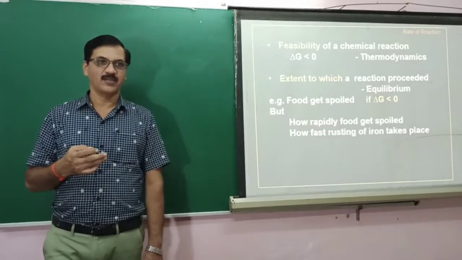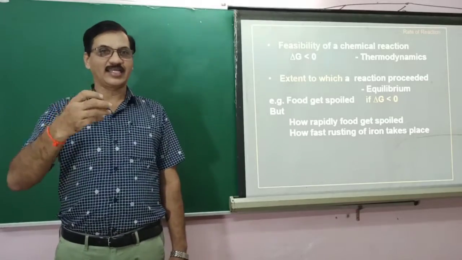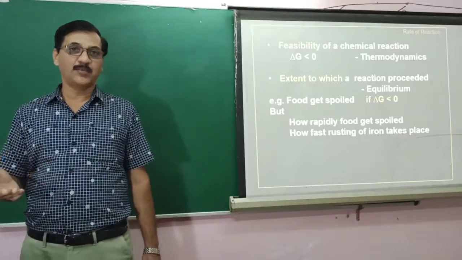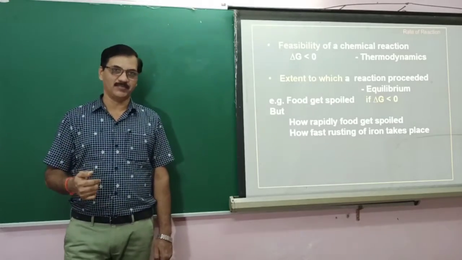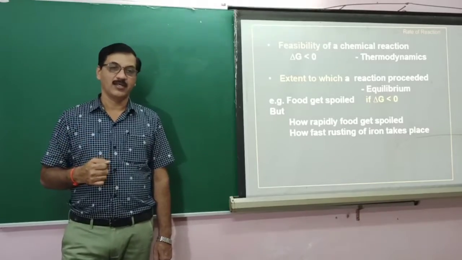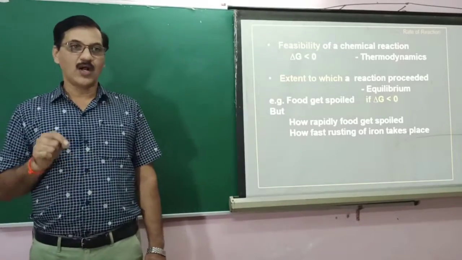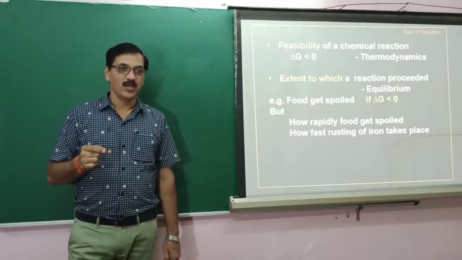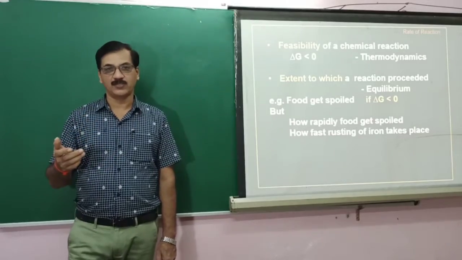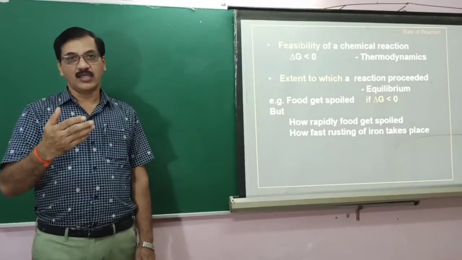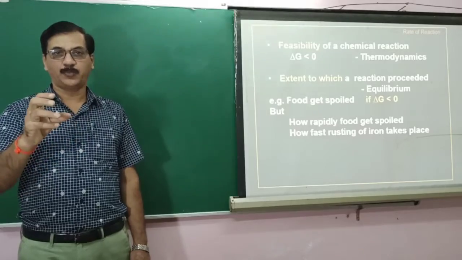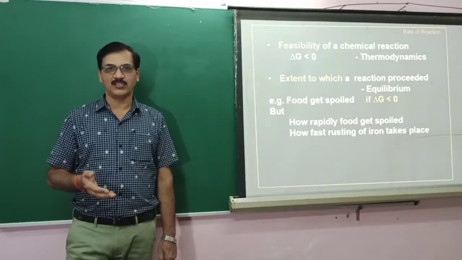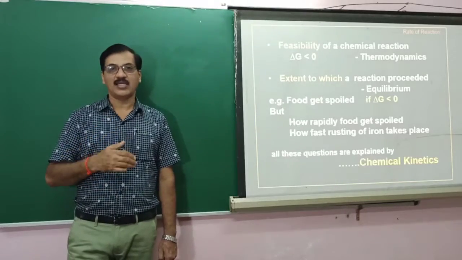Suppose food is getting spoiled. Thermodynamics says that food is going to be spoiled. Yes, this is a possible, feasible process. But it is equally important to know how rapidly food gets spoiled. In the same way, how fast does rusting of iron take place? So is there any mathematical expression to tell how fast or how slow a chemical reaction is? And this is the scope of chemical kinetics.